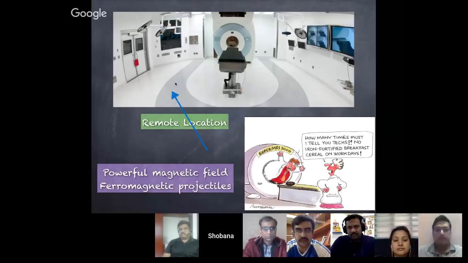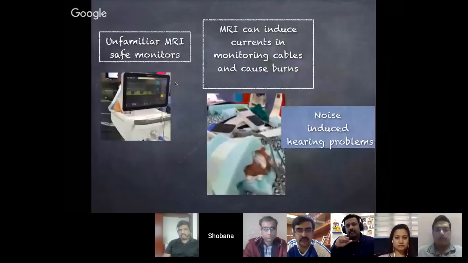And if you see this gray line, that is the 50 Gauss line, and all your monitors, the Bair Hugger, the IV pole, and infusion pumps need to be outside this line in the surgical suite. Besides this, as I told you, the monitors have to be different. They have to be MRI safe, and many of us may be unfamiliar using these monitors. Once the familiarity increases, I think we can get more and more comfortable in this area.